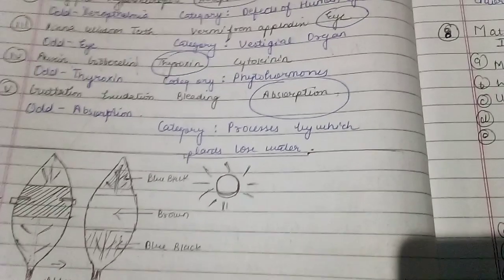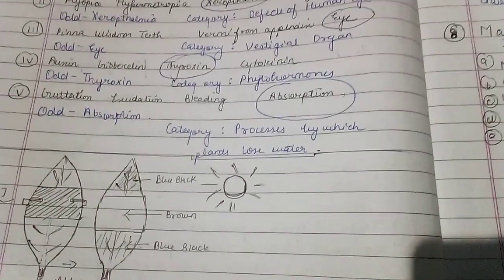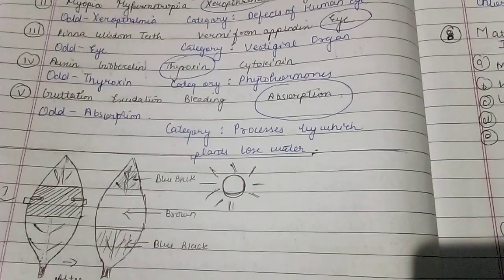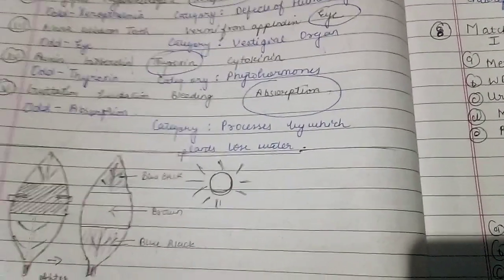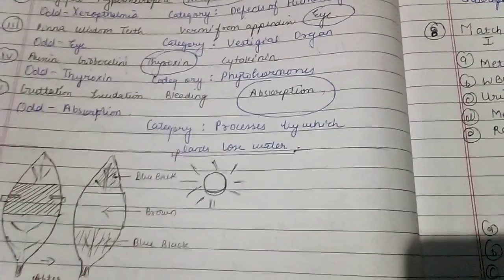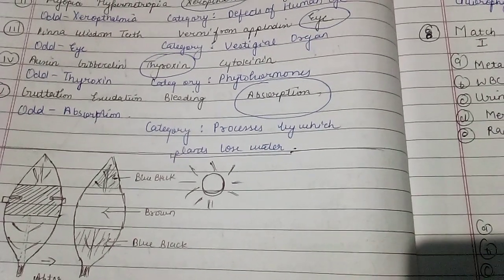Okay, this certain kind of operation happens for that. The fourth: auxin, gibberellin, thyroxine, and cytokinin. The odd one out is thyroxine. Thyroxine is a hormone which is secreted in the human body, in the thyroid gland, and which helps in regulating the basal metabolic rate.